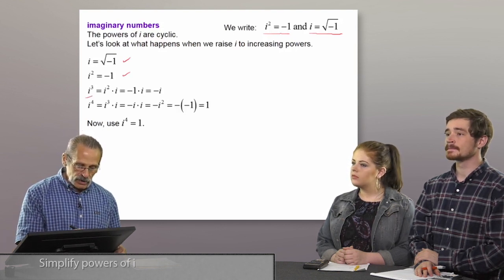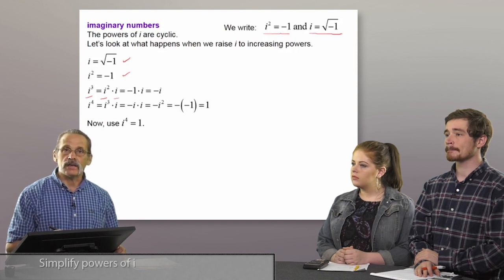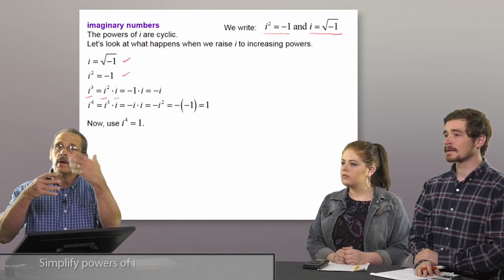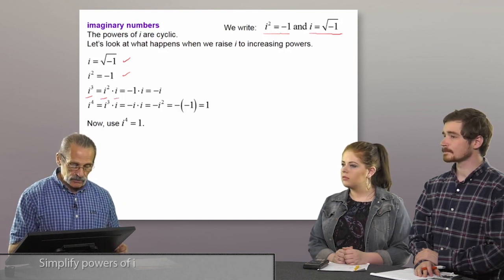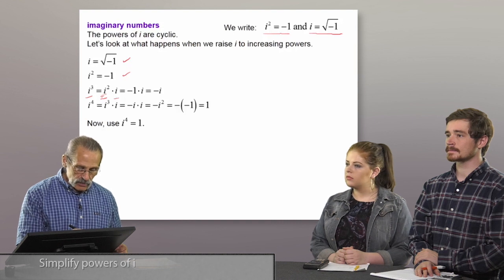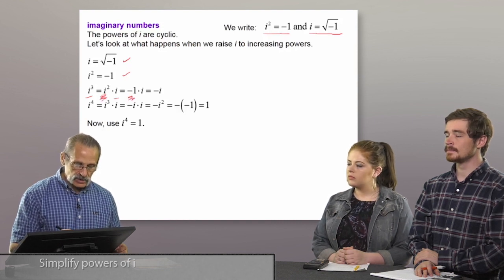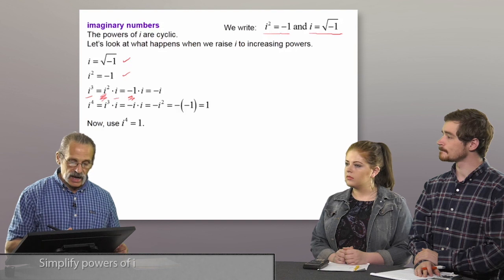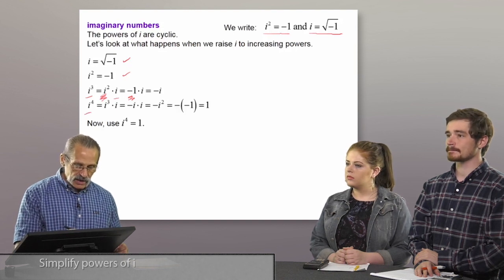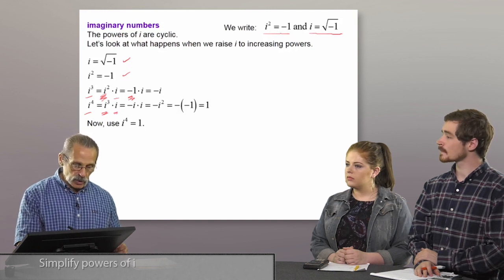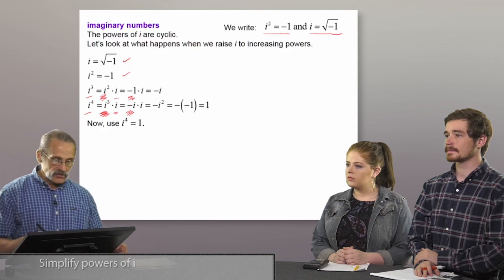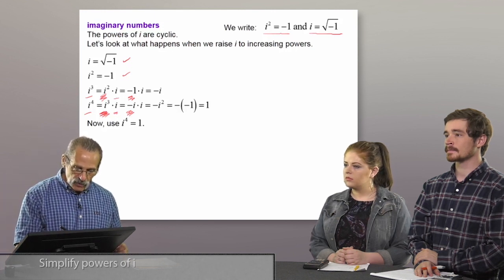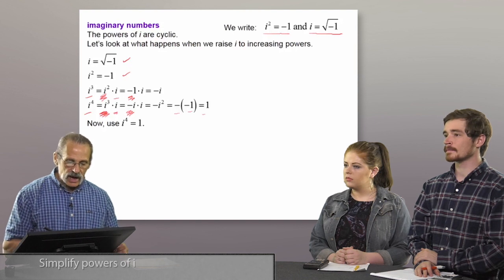i cubed could be rewritten as i squared times i. You multiply the bases, and you add the exponents. So we have an exponent of 2 and an exponent of 1. Now i squared is negative 1, so now I have negative 1 times i, which is negative i. And i to the fourth I can rewrite as i cubed times i. And i cubed we know is negative i. So negative i times i is negative i squared, and i squared is negative 1. Looks like i to the fourth is 1.